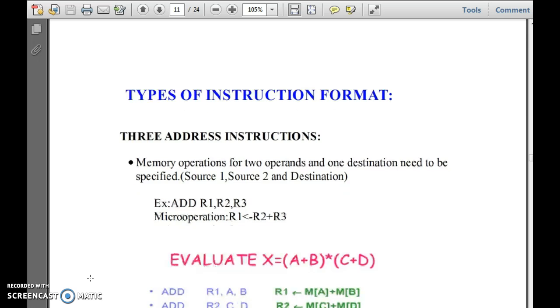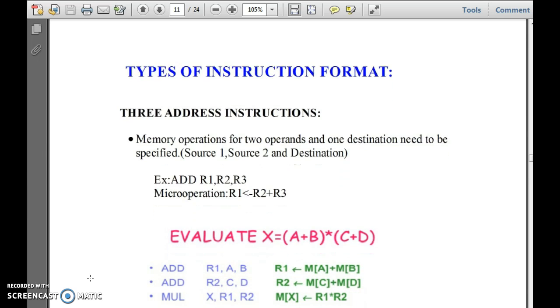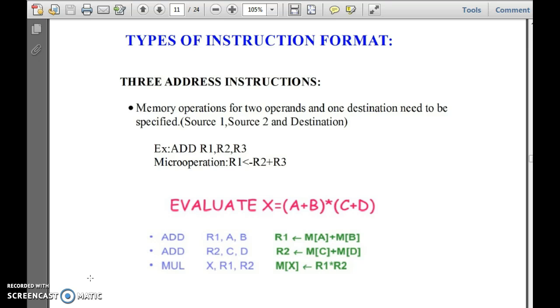Next, there are three types of instructions: 3-address instruction, 2-address instruction and 1-address instruction. In the 3-address instruction, three operands are involved: two source operands and one destination operand.